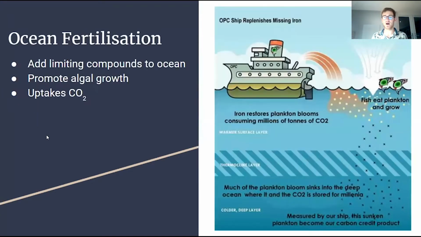And the final one I'm going to be discussing today is called ocean fertilization, where essentially we add compounds that currently limit the growth of plankton in the ocean, particularly iron. We add that to the ocean to restore plankton blooms. These plankton and algae should, in theory, remove the CO2 from the atmosphere. Then when they sink down to the bottom, that should, in theory, store that CO2 permanently.